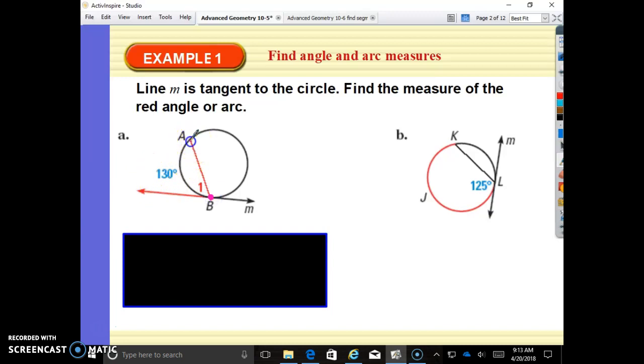So if this arc right here is 130 degrees, angle 1 is half that. Half of 130 is 65. So right here, if the angle is 125, then the arc is... if the angle is 125, what is the arc? Yes. 250, correct. Good job.